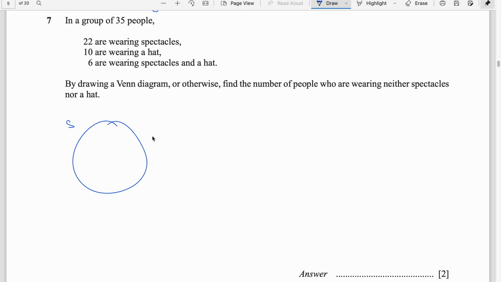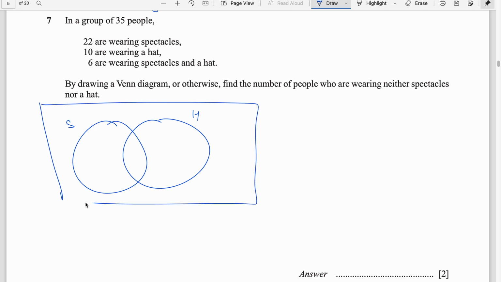So let's say these are spectacles and these are for hat, and this rectangle would represent your universal set. It is very clear that the value of universal set is 35. Now 22 are wearing spectacles. We know 22 lie in this complete circle. 10 are wearing hat. These are 10. 6 are wearing spectacle and hat both. So very clearly intersection is 6. Now 22 minus 6 remaining are 16. Now we can erase this and you know that total of these two is 22. And 10 minus 6 is 4.